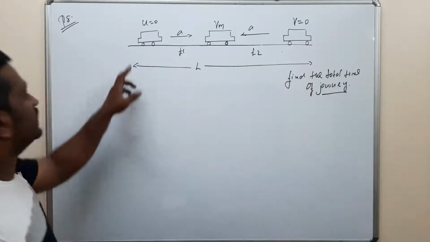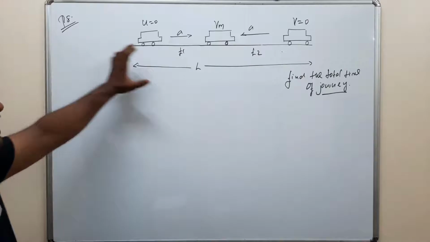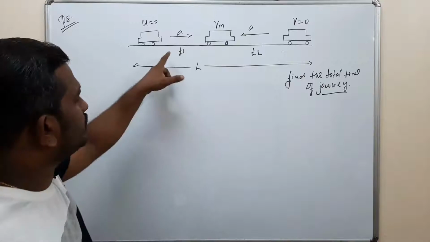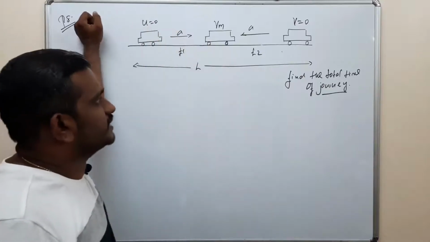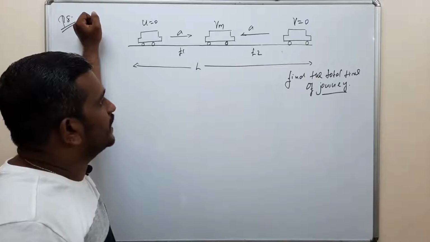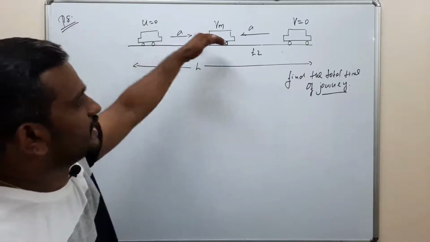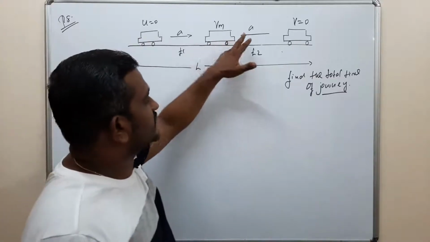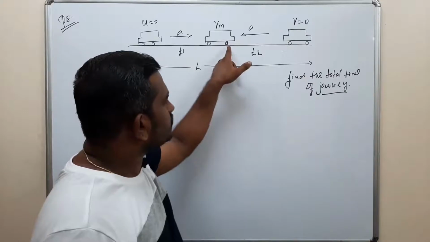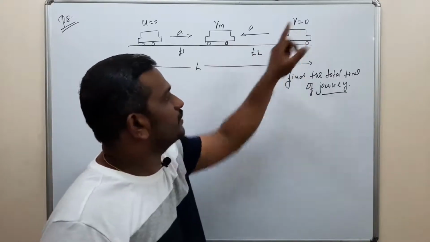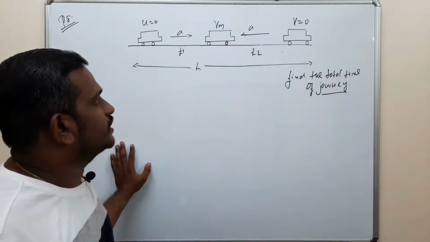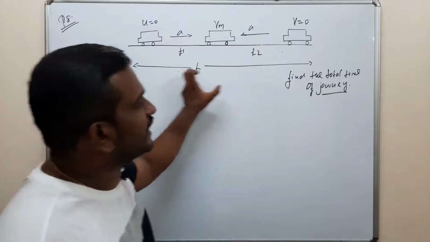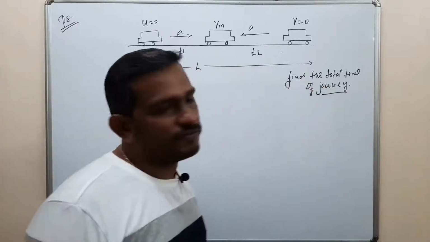So a car which is at rest, that is u is equal to 0, is accelerated with a constant acceleration a. After time t1 it reaches a maximum velocity Vm. After that it is decelerated with the constant acceleration a, and after time t2 it comes to rest. Suppose capital L is the total distance traveled by the car. We have to find the total time of journey.